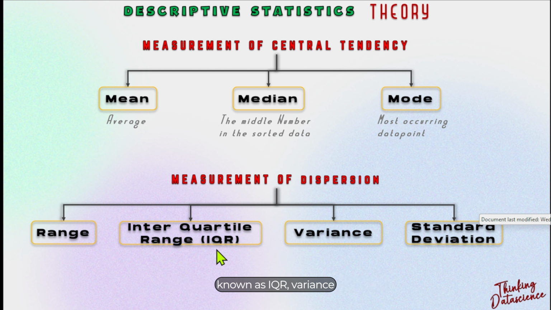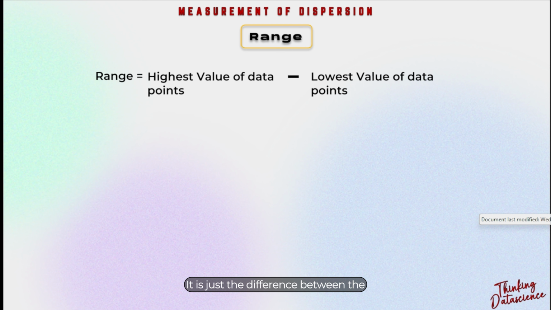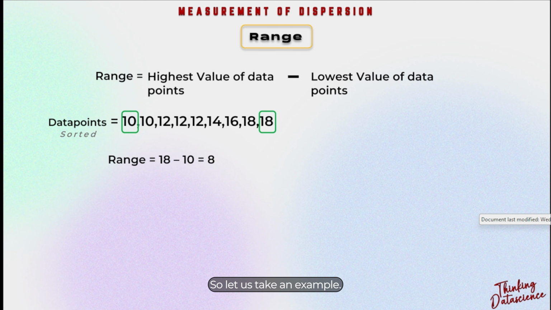We will take up range and IQR in this video, and in a later video we'll cover standard deviation and variance. So let us start with the range. The range of the dataset is really easy. It is just the difference between the smallest value and the largest value. So let us take an example.